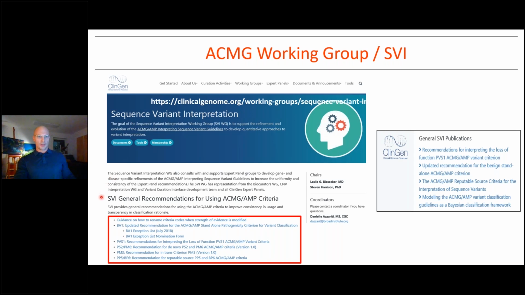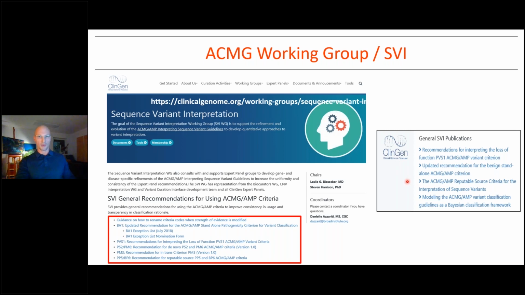So speaking of variant curation or the ClinGen consortium in general, I cannot go into great detail on all recommendations of the Sequence Variant Interpretation group due to time limitations. But here you have the link to the ClinGen homepage, and when you navigate to the working groups and drop down to the Sequence Variant Interpretation working group, you find all recommendations regarding the modified ACMG codes. And also further down, you find publications.